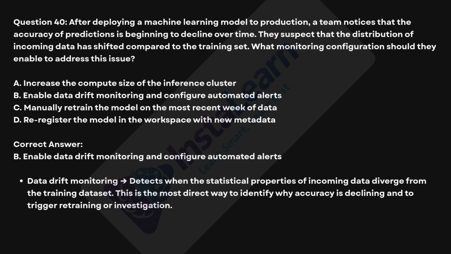Correct answer is B. Enable data drift monitoring and configure automated alerts. Here's why. Data drift monitoring detects when the statistical properties of incoming data diverge from the training dataset. This is the most direct way to identify why accuracy is declining and to trigger retraining or investigation.